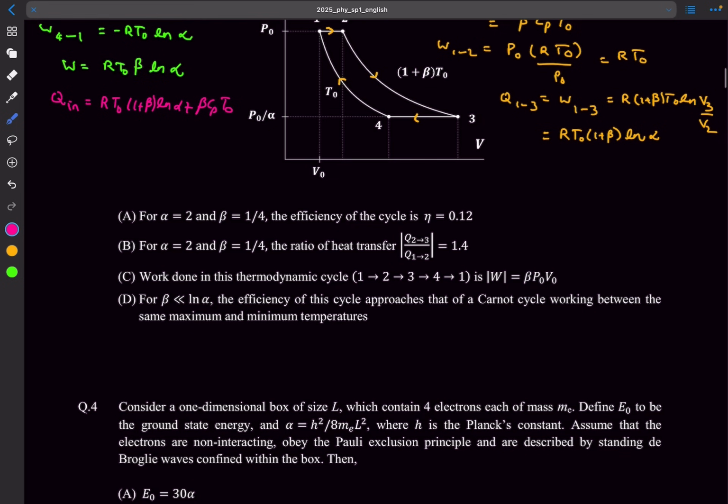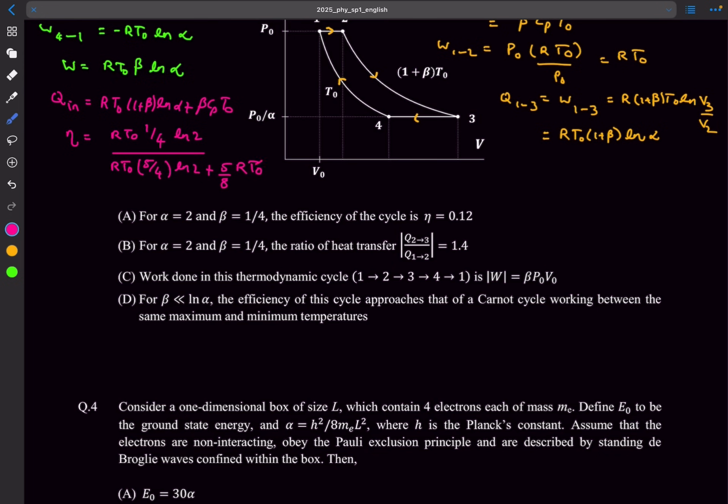So in the first option, they're saying if alpha is 2 and beta is 1 by 4, then the efficiency is. Okay, so the efficiency in that case would be, so the work would be R T0 beta, which is 1 by 4, times ln 2. And the second term is going to be R T0 times 1 plus 1 by 4, which is 5 by 4, and then we have ln of 2. Now Cp for a monatomic gas is 5R by 2. Okay, so this becomes 5 by 8 R T0, because beta is 1 by 4.